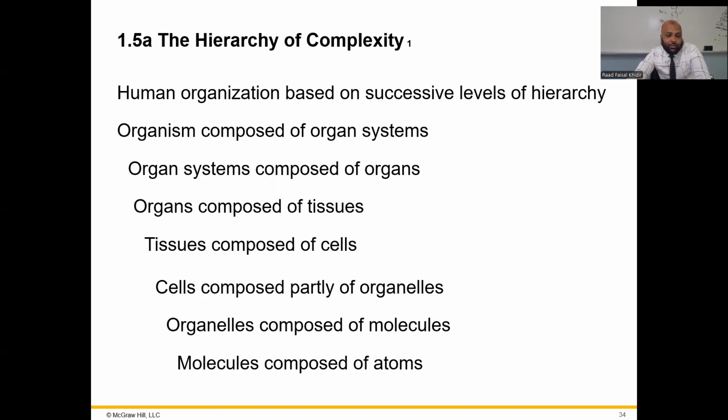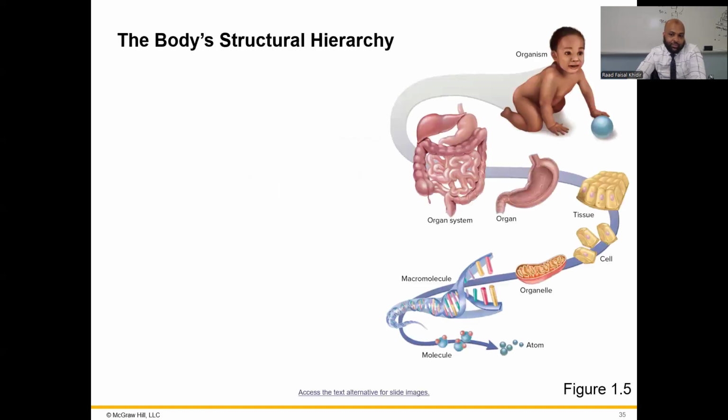Organisms are composed of organ systems. Organ systems are composed of organs. Organs are composed of tissues. Tissues are composed of cells. Cells are composed partly of organelles. Organelles are composed of molecules, and molecules are composed of atoms. So atoms give molecules, molecules give macromolecules, macromolecules give organelles, organelles give the cell, then the tissues, then the organ, then the organ system, then the organism.